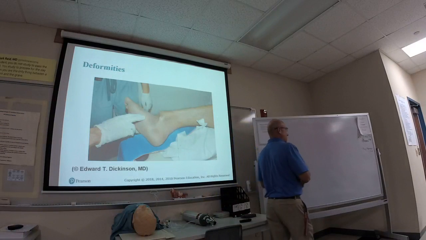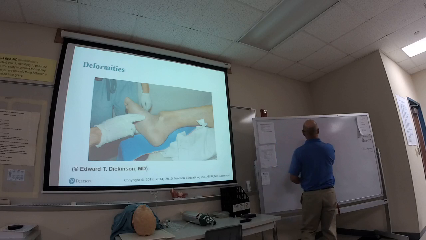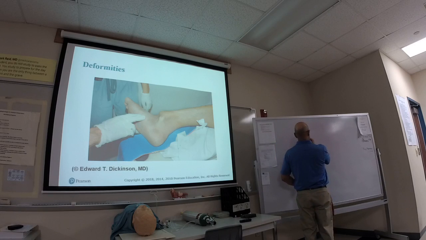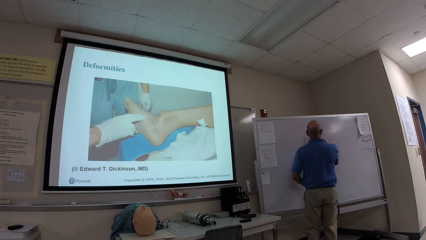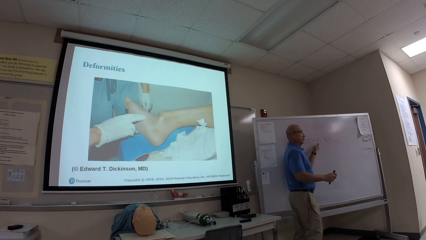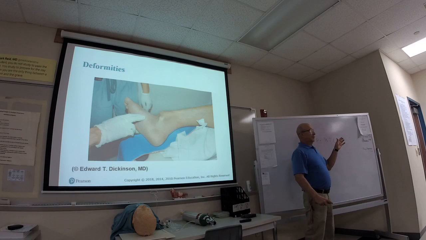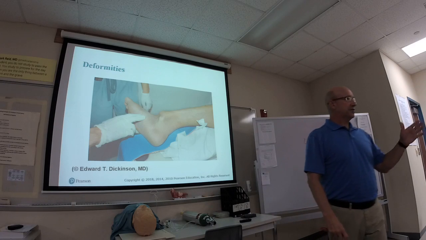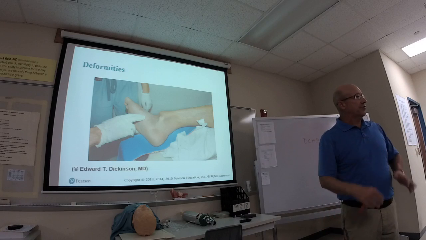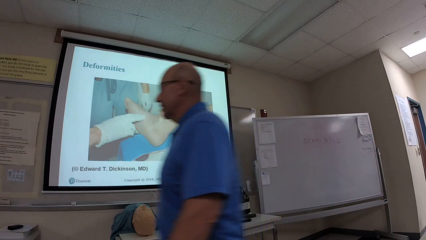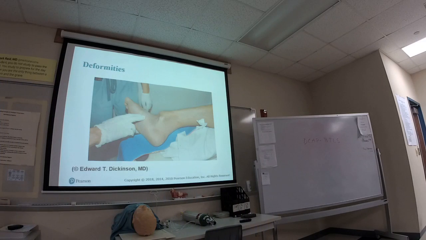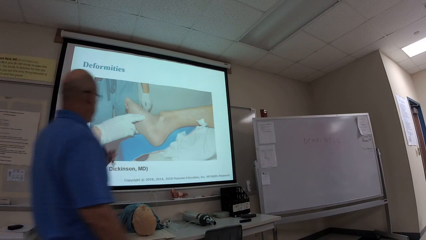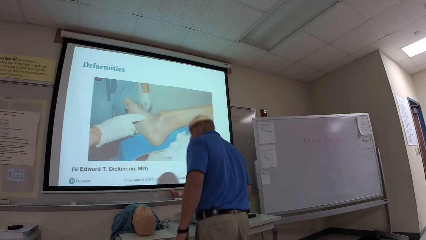but that helps you remember what to look for, like DCAP-BTLS. It's just an acronym to keep in mind during your trauma assessment, your physical exam. This is what you're looking for. You're looking for the DCAP-BTLS, which is the D, deformity.